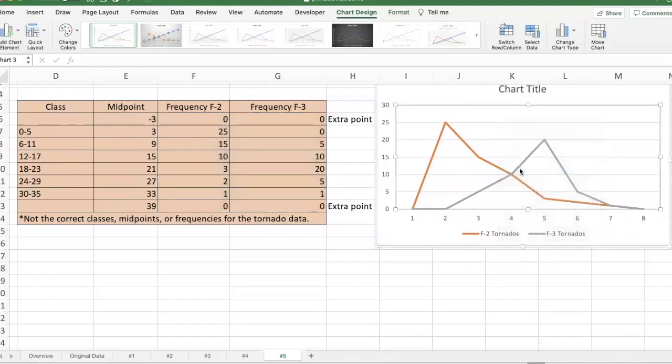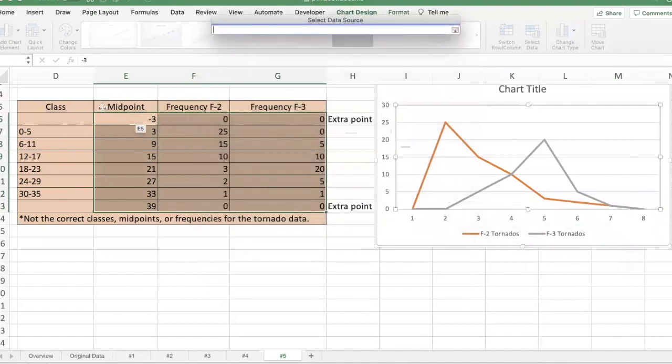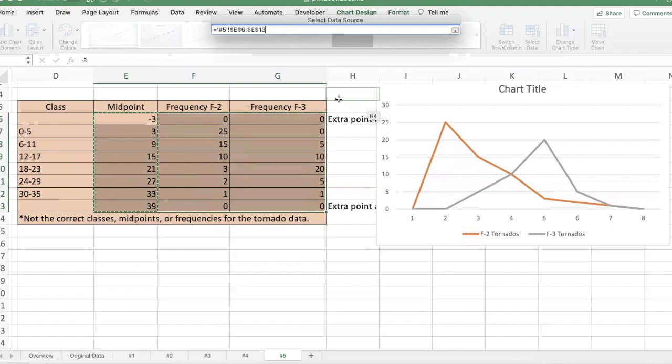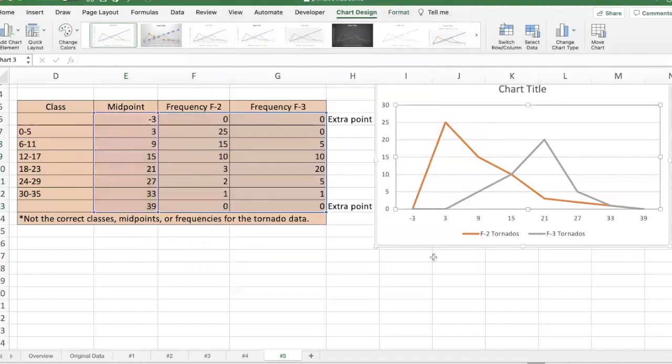I'm going to go back in here and select the data. And you'll notice that we're good on the Y values. The frequencies are great. But down here, this is the horizontal scale. Notice there's nothing in here. Well, let's go ahead and click on this one. And then let's select these midpoints there, and then just hit return or enter. And then you've got your correct X values down here in the horizontal axis. All right, then okay. And there they are. And all of the points are plotted.